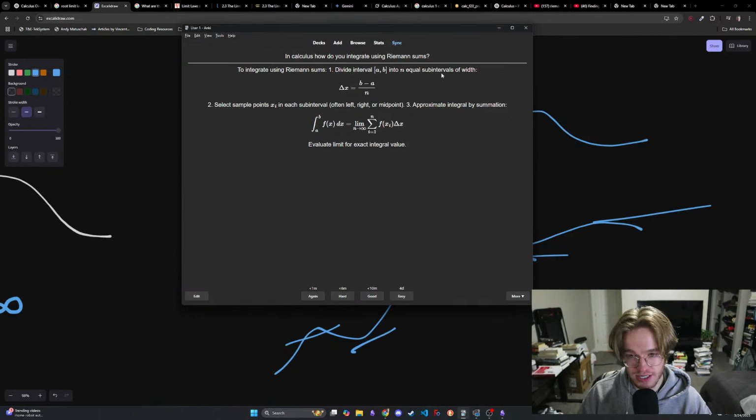Okay, yeah, so we're dividing the intervals into equal widths, and then we're approximating it by summation.